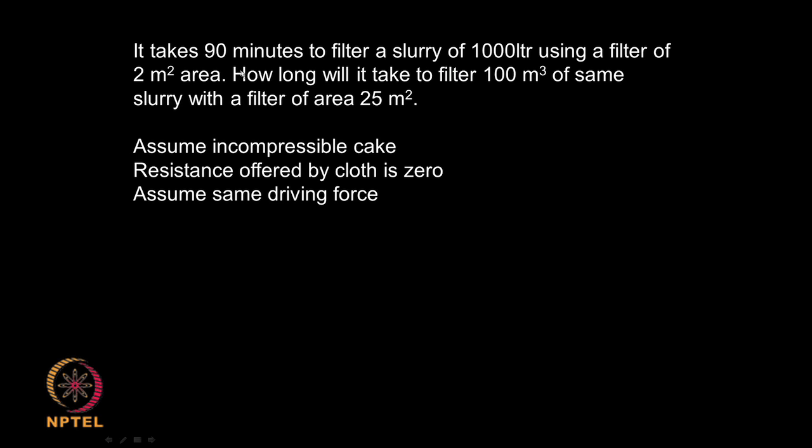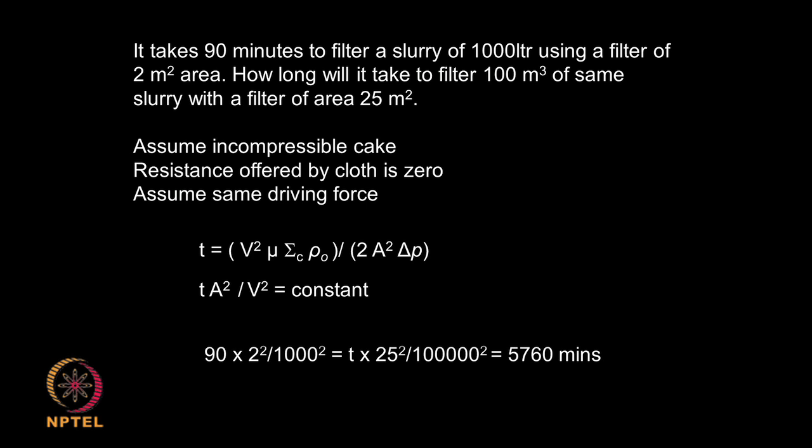So all you have to do is use the original time equation, where there is no compressibility factor or resistance offered by the cloth. With 1000 liters and 2 meter square area, we can calculate the remaining factors like sigma and rho naught, and then substitute that in the second equation and calculate the time. That is what we have to do. Take this equation: in the first case you have 90 here, 1000 liters here, 2 meter square here. So we can calculate T A squared by V; those remaining terms are going to be constant, and then use that in the second equation, where we know V as 100 meter cube, which is 100 into 1000, and we know area as 25 meter square. We substitute them and calculate the time. That is what we have to do to identify how long it will take to filter 100 meter cube.